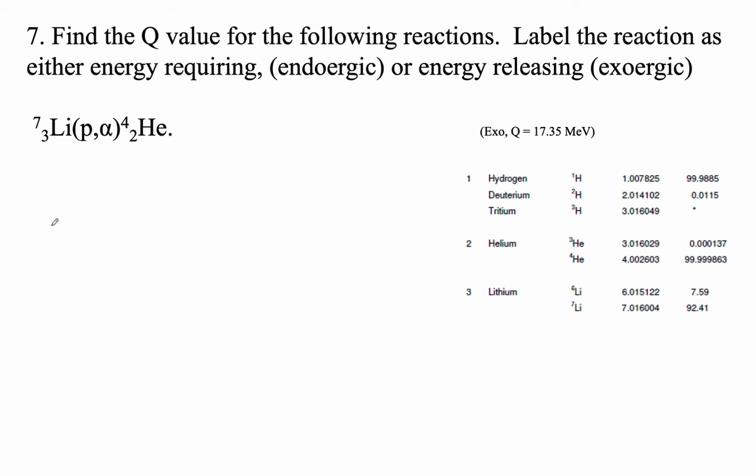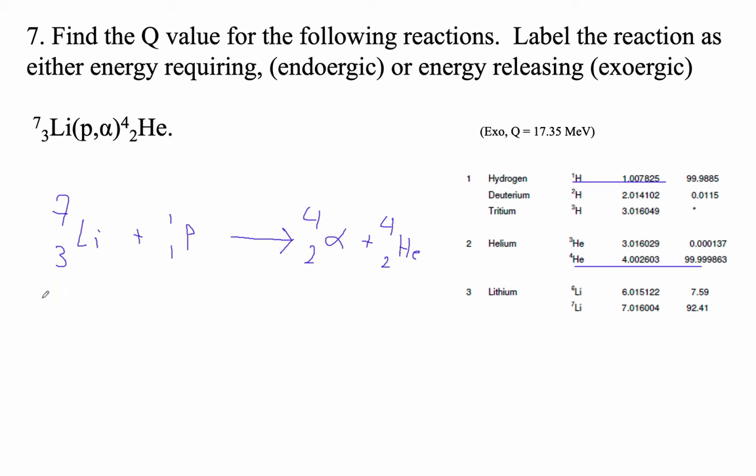Let's write it. I like to write the formula so we know what we have. So we've got a lithium-7, 3 plus a 1, 1 proton. That turns into a 4, 2 alpha particle plus a helium atom. Now, these are both the same thing, so we're just going to look up helium-4 for that, and then we're set.